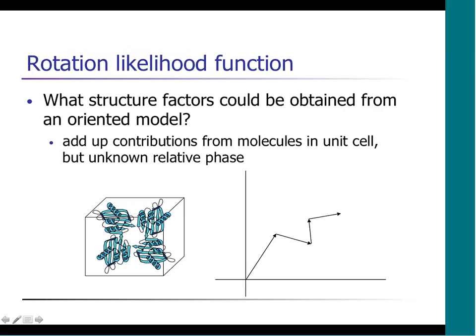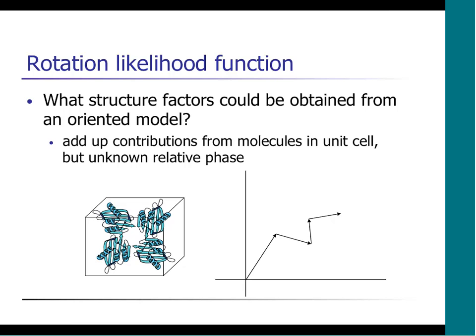So in this example with four molecules in the unit cell, we know the lengths of the structure factor vectors that come from the individual molecules, but we don't know their relative phase angles. So the angle between these vectors as they add up, we don't know that. Nonetheless, knowing the size of the structure factor contributions from these four molecules, we can compare that to the data we've measured, and it gives us an idea of whether the data is consistent with a particular orientation for the molecule.